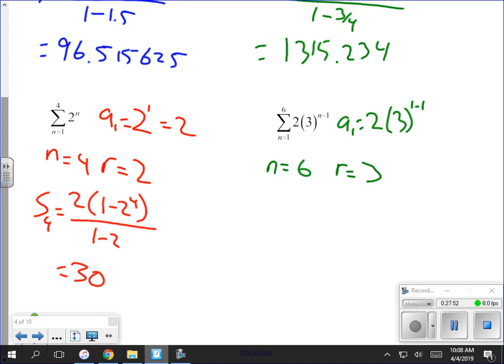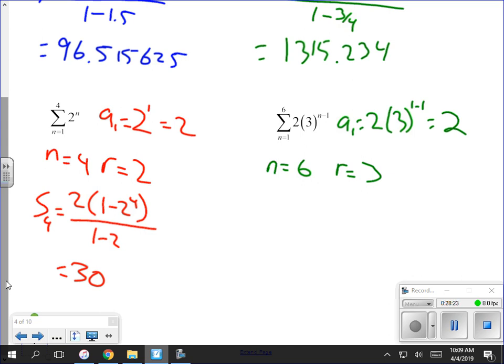What's 3 to the 0? 0. No, 3 to the 0 is not 0. 3 to the 0 is 1. 2 times 1 is 2. No, so the 0 power is not 0. It's 1. It would suck if your first number was 0, because then you'd have 0 times the whole thing, and you wouldn't have a total now, would you?